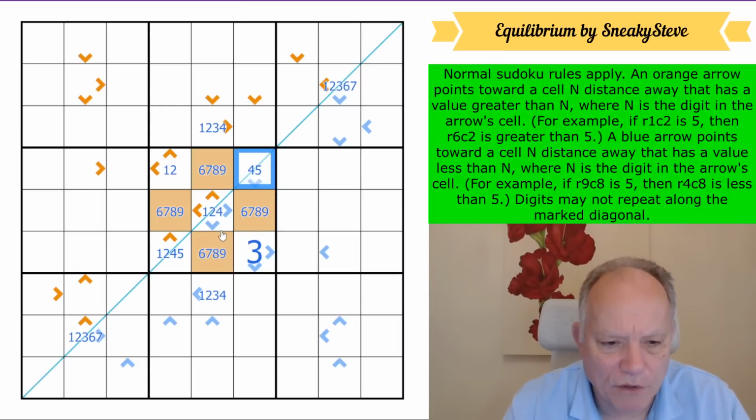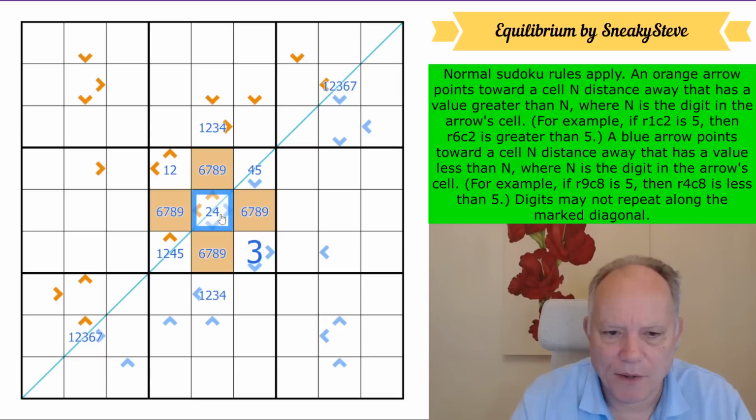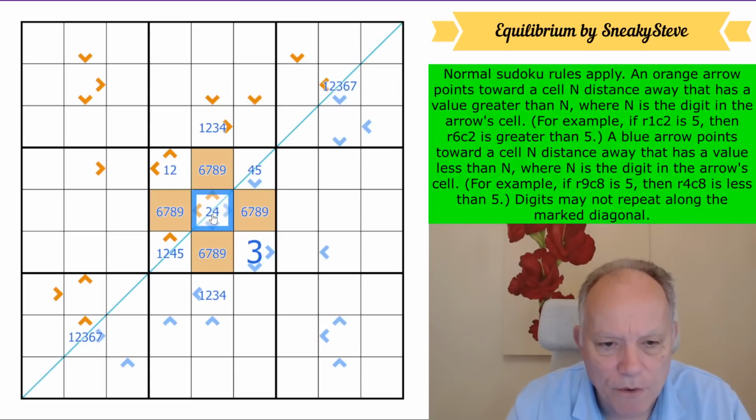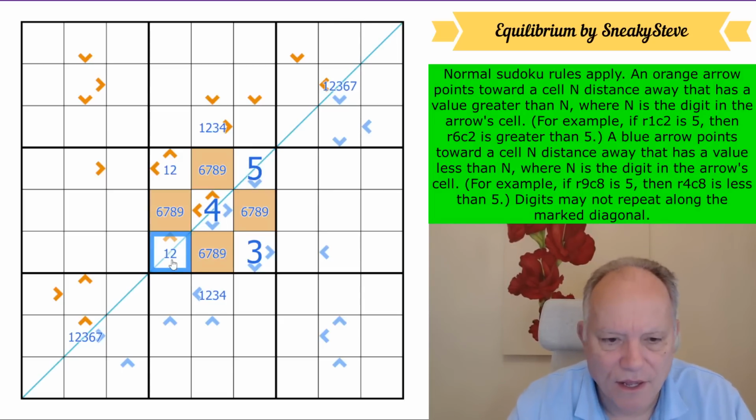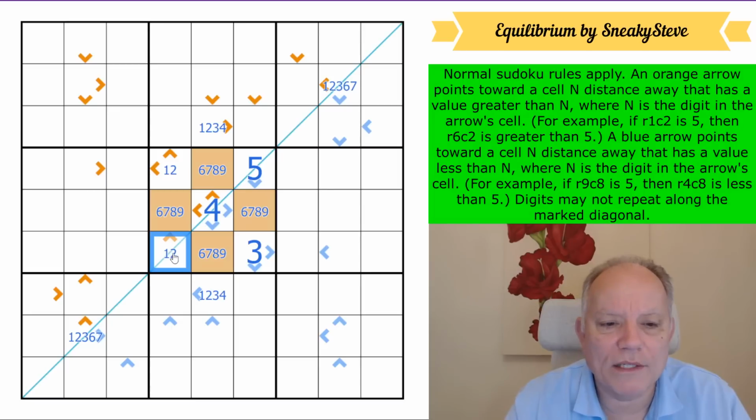So I think I've got to start with the blue arrows. Now I'm working with low digits. This is not a 1 because of those cells on the blue, and it's not a 2 because it would be pointing at a 1 there, which would be pointing at a 0 there. So that is a 4 in the middle. Oh, isn't this strange? Now, this one, that's interesting.